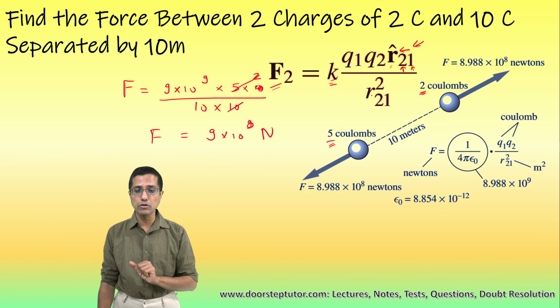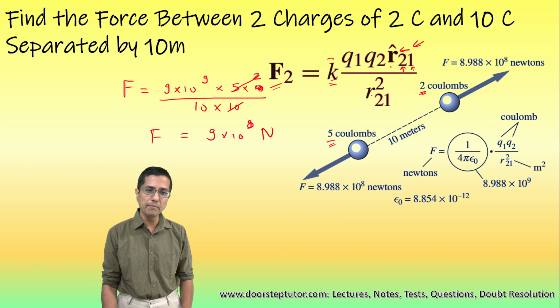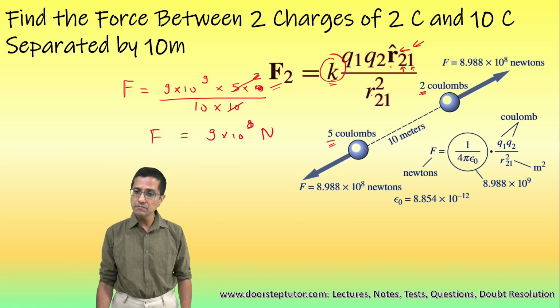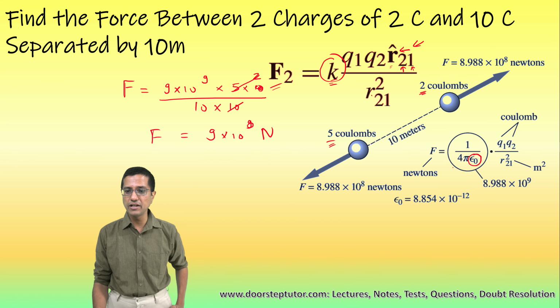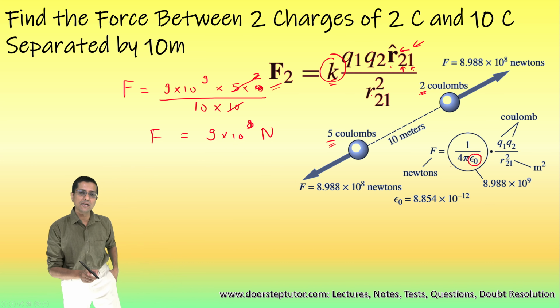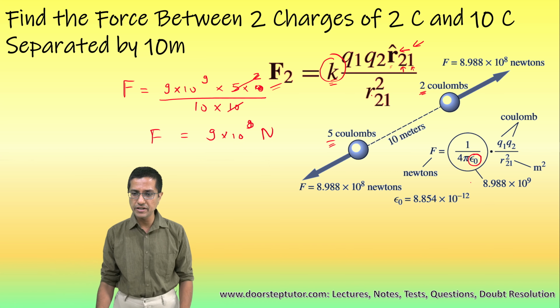But for purposes of solving the numericals, we have to remember the value of K as well as the value of epsilon naught. Both of these are important. So value of K is given here. This is our value of K, and this is the value of epsilon naught.